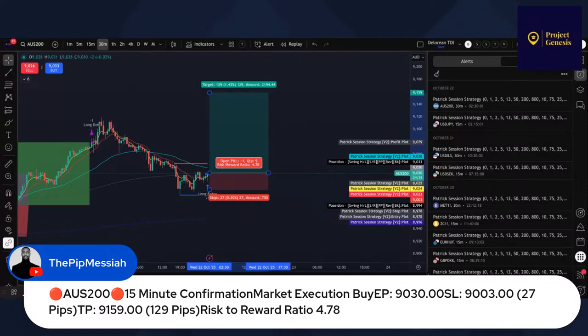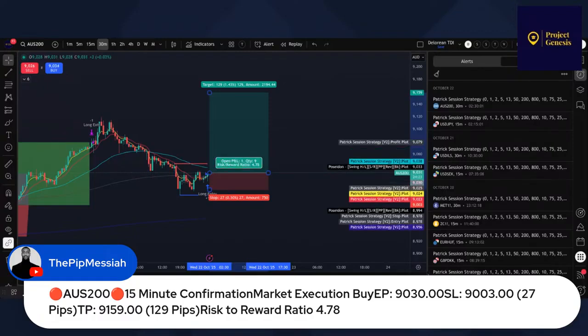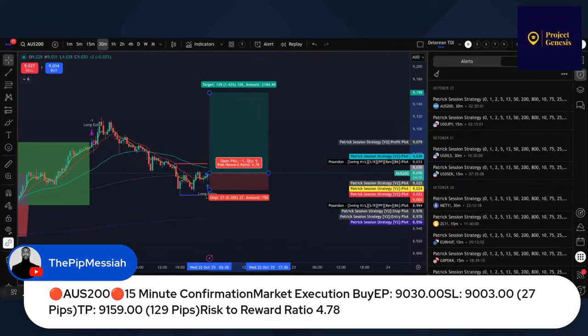So Australian 200 15-minute confirmation market execution buy. Entry price is 9030. Stop loss is 9003 for 27 pips. The take profit is 9159 for 129 pips. And a risk reward ratio of 4.78. It's the Australian 200. It is an indice.